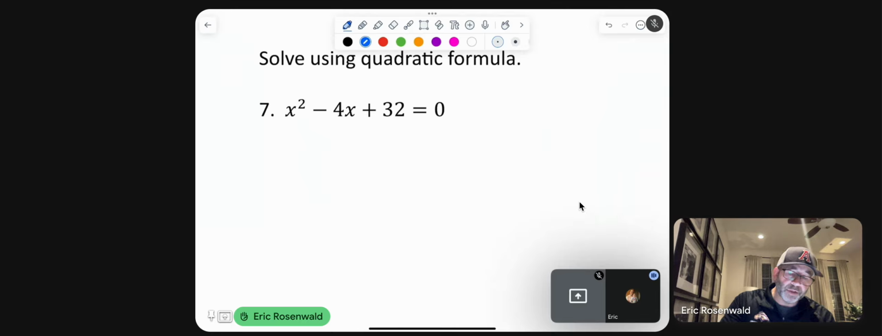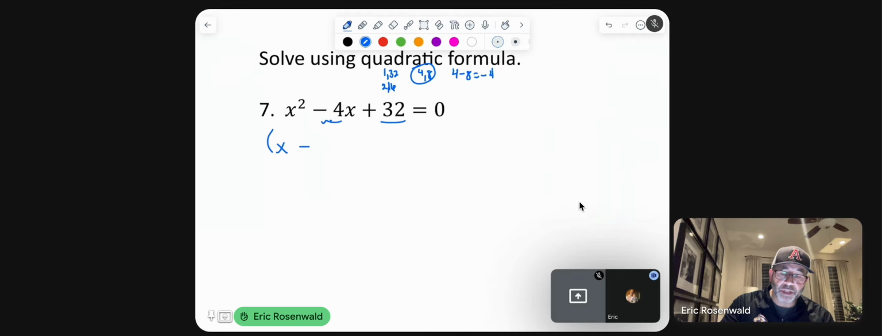So first thing I'm going to do is look at the 32 here and see if I can get any factors that will give me a negative 4. 1 and 32, 2 and 16, 4 and 8. All of these work to give me 32. But when I add and subtract them, the 4 and the 8 here is going to work. If I did 4 minus 8, that would give me a negative 4. So that's going to work, right?